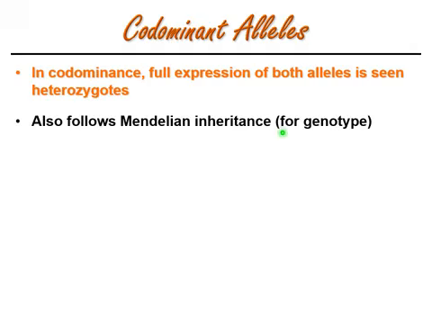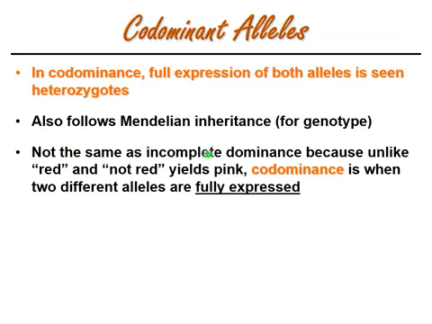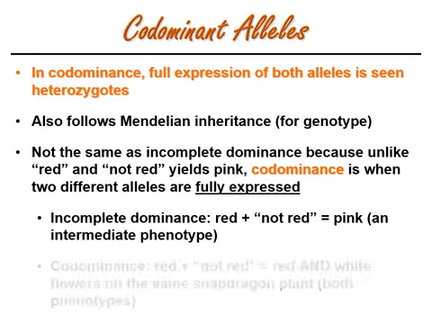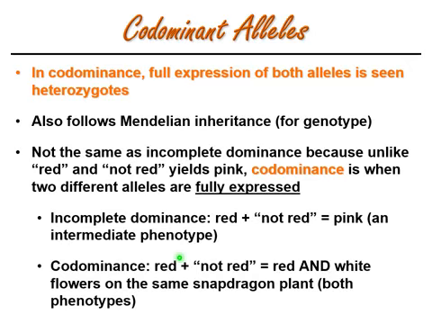So it also follows Mendelian inheritance. The genotype is, everything's following Mendelian inheritance, but the phenotype is not intermediate, and it's not one or the other, the dominant versus the recessive. It's both of them. And so it's not the same as incomplete dominance because unlike red and not red giving pink, codominance with those snapdragon plants would be when two different alleles are fully expressed. And so incomplete dominance is an intermediate phenotype, right, pink, whereas codominance is going to be basically red and white flowers on the same plant. So both phenotypes. So hopefully you see the difference there, right?